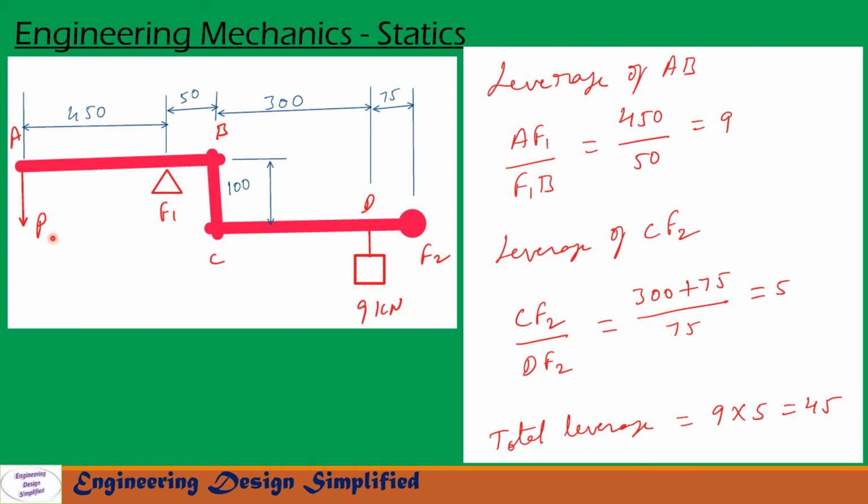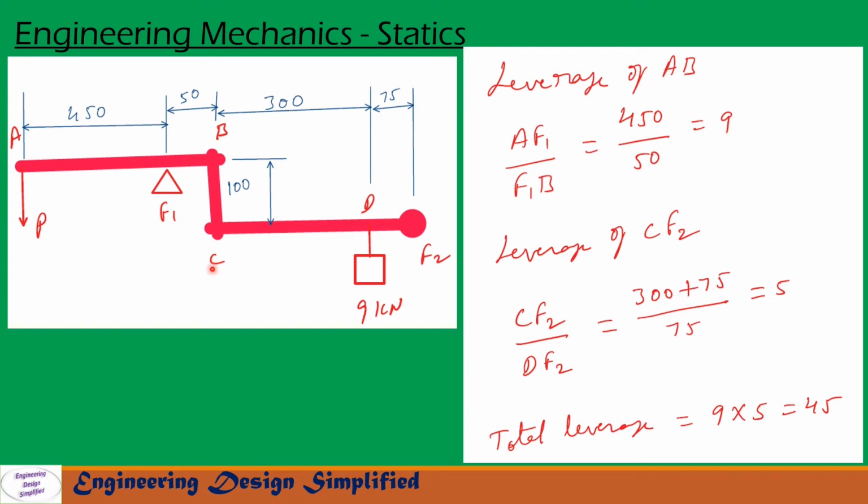In order to find P, first we need to find the leverage of AB and the leverage of CF2. So for AB, here we have a support, and the leverage of AB is equal to AF1 divided by F1B, that is 450 by 50. So that is written here, 450 by 50. So we get the leverage of AB as 9.